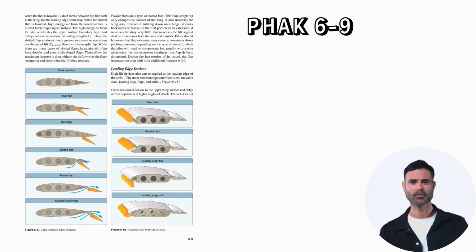Thus, the slotted flap produces much greater increases in maximum coefficient of lift, CL max, than the plain or split flap. While there are many types of slotted flaps, large aircraft often have double and even triple slotted flaps. These allow the maximum increase in drag without the airflow over the flaps separating and destroying the lift they produce. Fowler flaps are a type of slotted flap. This flap design not only changes the camber of the wing, it also increases the wing area.